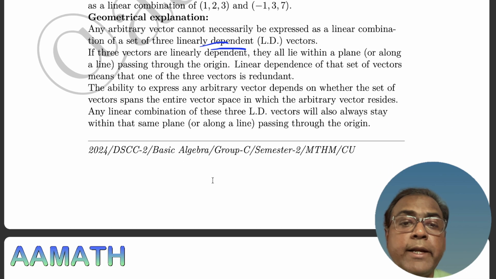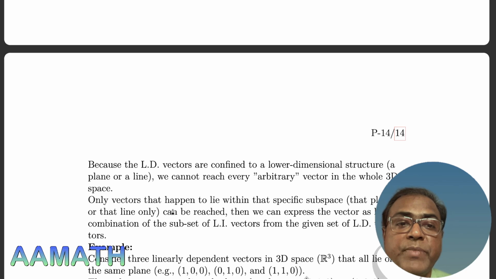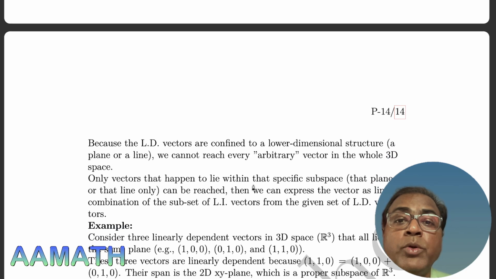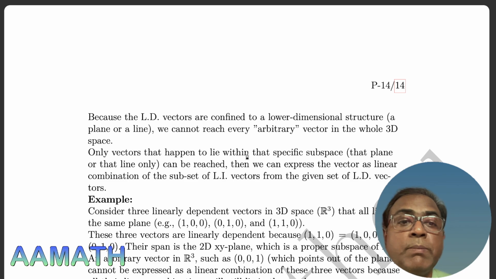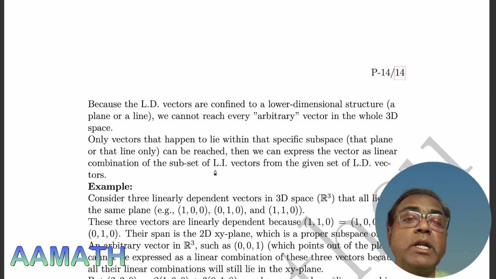Because one vector is redundant, the linearly dependent vectors are confined to a lower dimensional structure, a plane or a line. The vectors are in three-dimensional space, but their linear span is a lower dimensional structure. We cannot reach every arbitrary vector in the whole three-dimensional space. Only vectors that happen to lie within that specific subspace, the plane or line, can be reached. Then we can express the vector as a linear combination of a subset of linearly independent vectors from the given set of linearly dependent vectors.